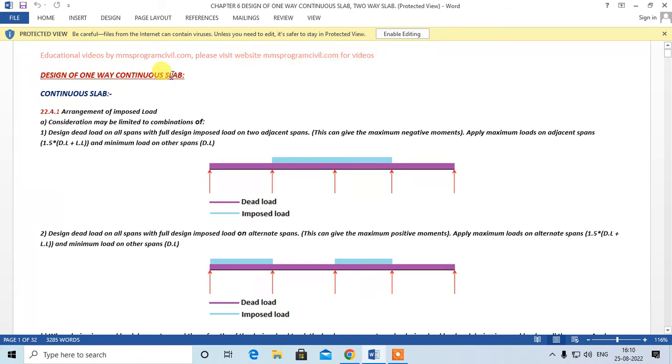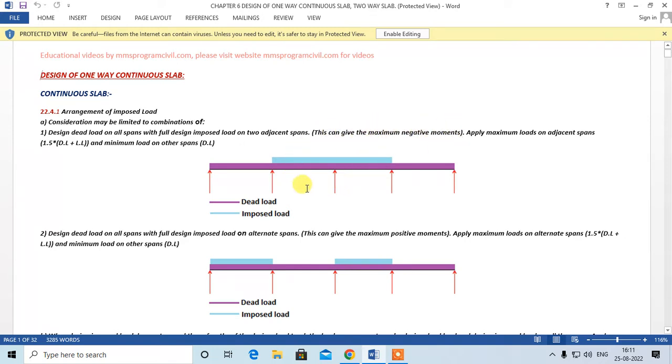Design of one-way continuous slab. As according to clause 22.4.1 of IS 456-2000, arrangement of imposed load: consideration may be limited to the combination of, first, design dead load on all spans with full design imposed load on two adjacent spans. This will give you the maximum negative moment.